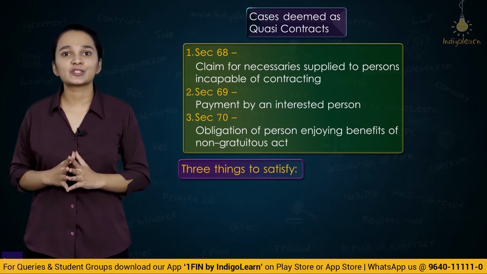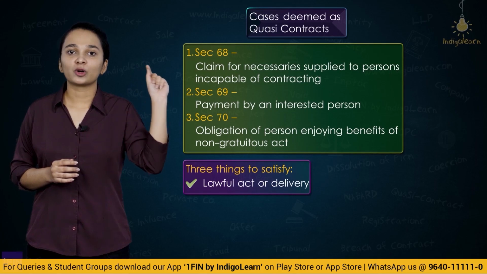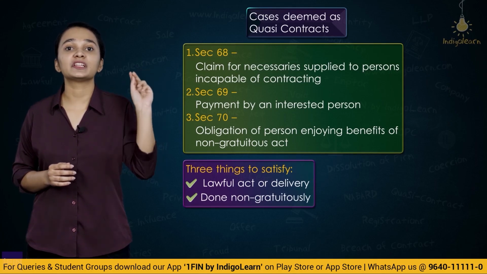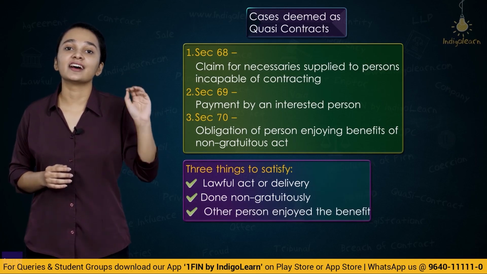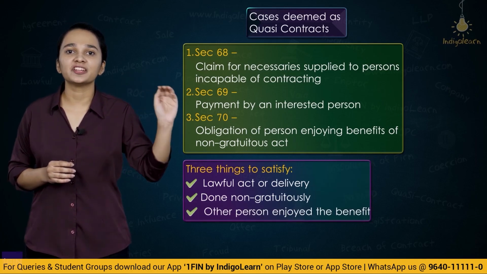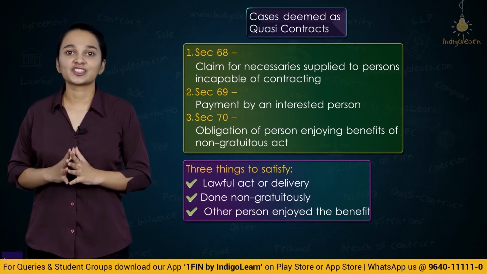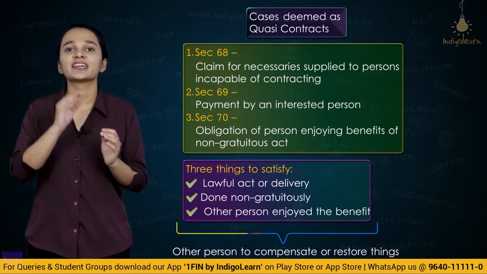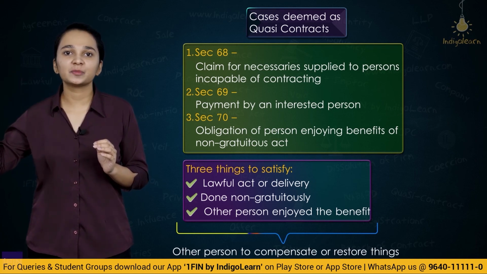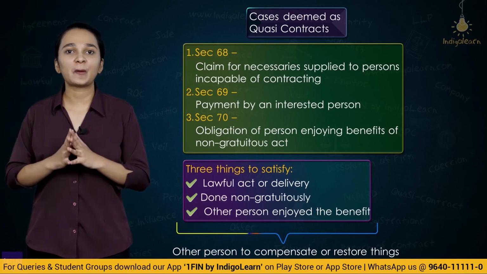What are the three conditions to be satisfied here? 1. Has received the delivery lawfully. 2. The act has been done non-gratuitously. 3. The other person has enjoyed the benefit of such act or delivery. So, if all these three conditions are satisfied, then the person who has enjoyed the benefit is bound to compensate the other person or return the goods or restore the goods back to the other person.